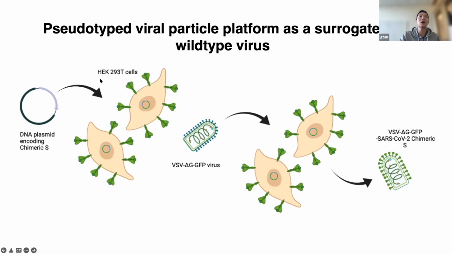to transiently express our S protein, SARS-CoV-2 S, in 293T cells, and then we infect these with a defective VSV GFP virus. After infection, what comes out is a VSV particle that's pseudotyped, or expresses the S protein of SARS-CoV-2. Using this system, we should be able to find out whether antibodies that recognize the spike protein on this particle can elicit neutralizing responses.